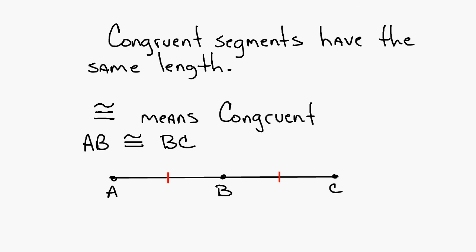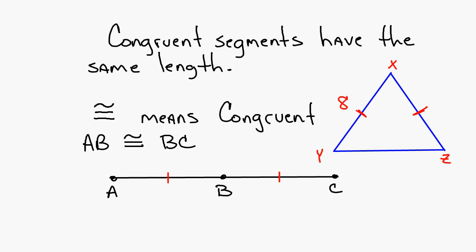If you were given a triangle, and the triangle was labeled X, Y, and Z, and on that triangle you had a little hash mark here and here, and you were told that X to Y equals 8. Well, how far would it be from X to Z? It would be 8 as well. That's all that mark means, is that those two segments are congruent. They're the same distance.